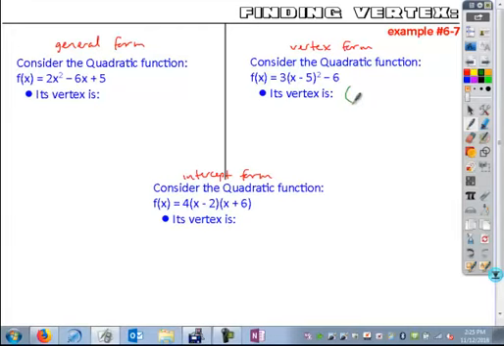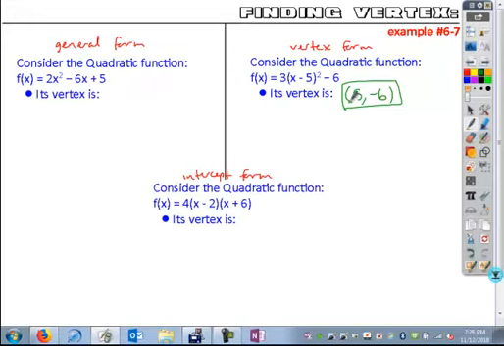Second one? Because what's the vertex? What value of x gives you a 0 here? 5. And what is the vertical shift? All right, so that is the easiest one to solve. Right? The intercept form would probably be next, right?